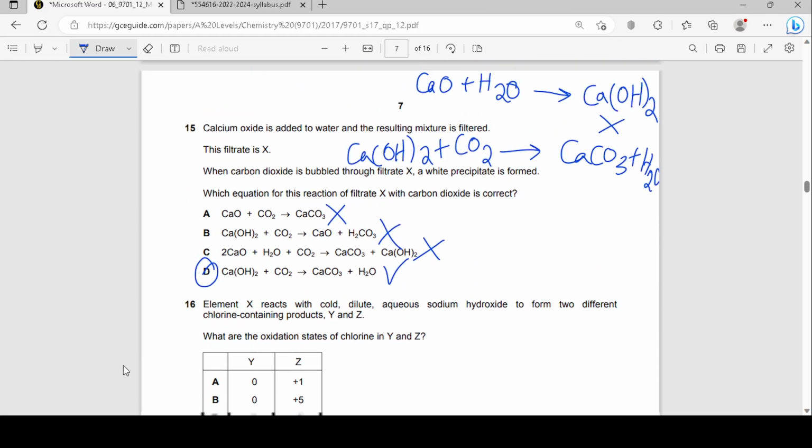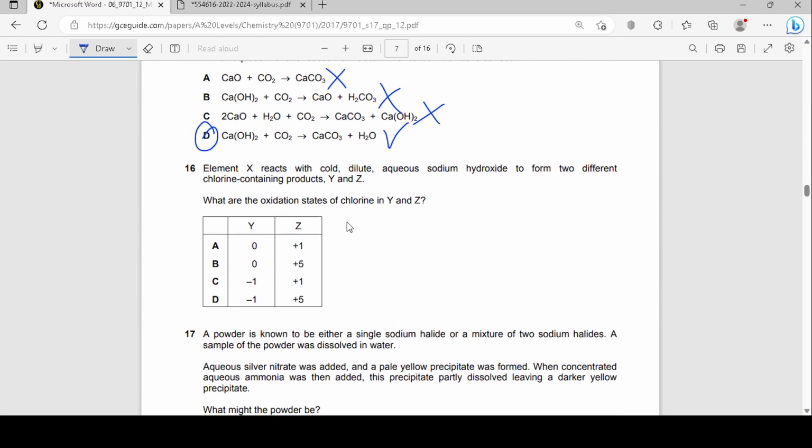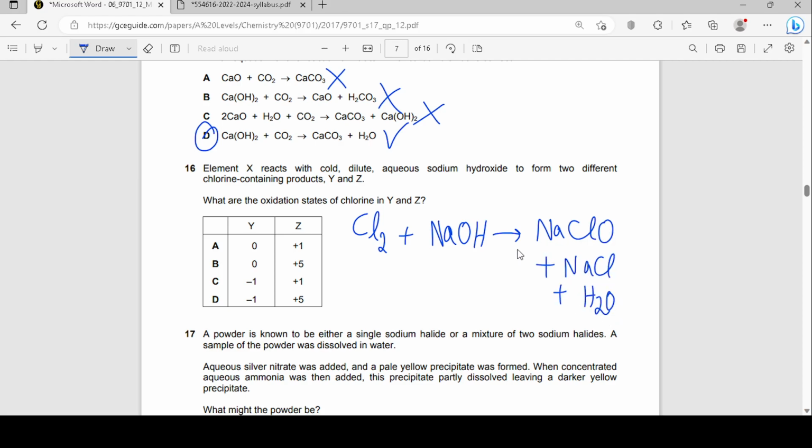Okay, now next question. Question number 16. Element X reacts with cold dilute aqueous sodium hydroxide to form two different chlorine-containing products, Y and Z. Now what are the oxidation states of chlorine in Y and Z? Okay, so basically element X is chlorine, right? So Cl2, how else would you get chlorine-containing products? Basically Cl2 plus NaOH gives you NaClO plus NaCl plus H2O, with 2 NaOH. And is that balanced? It seems to be balanced. Okay.